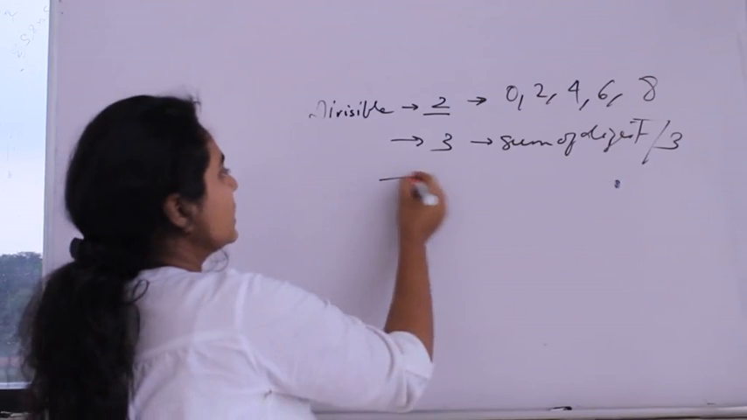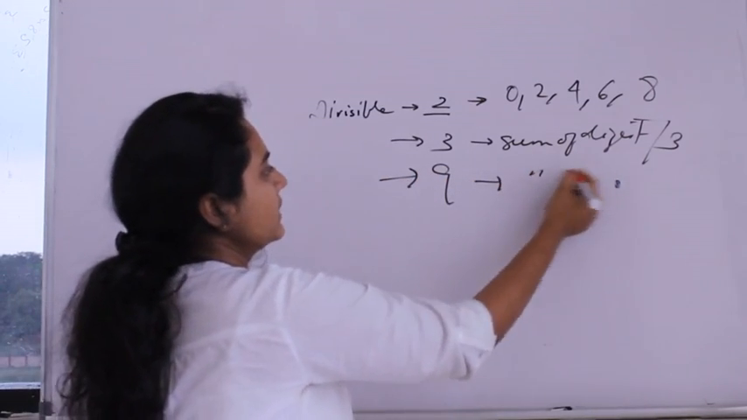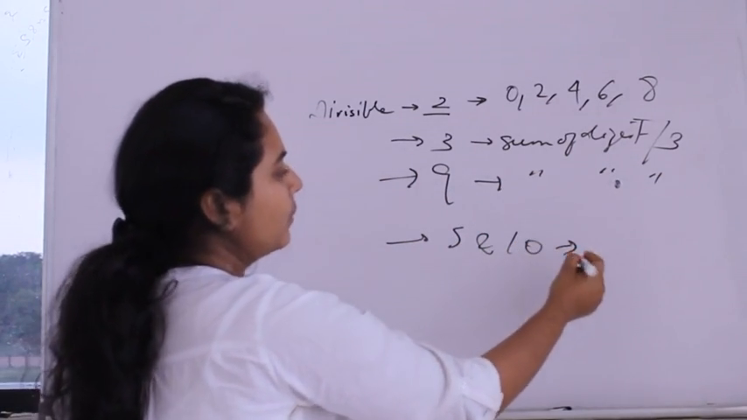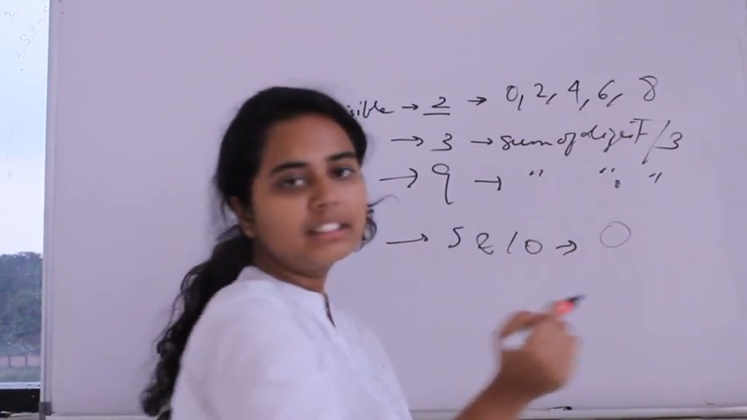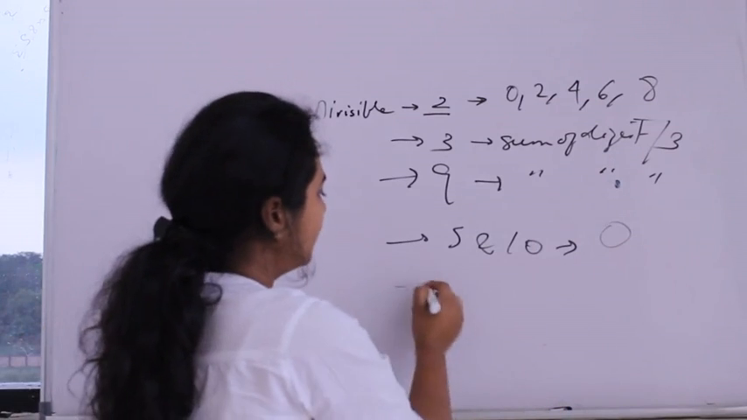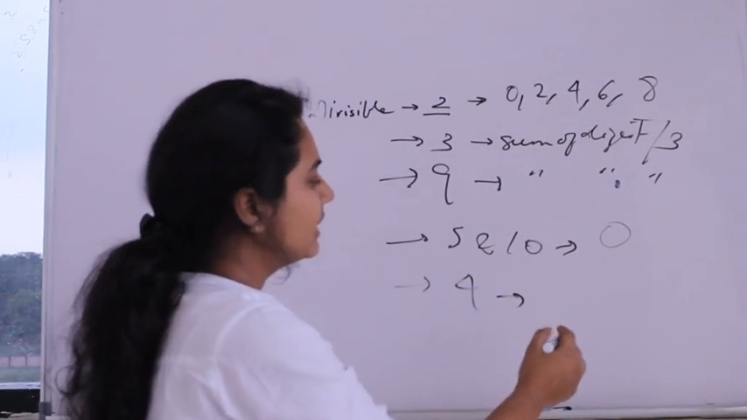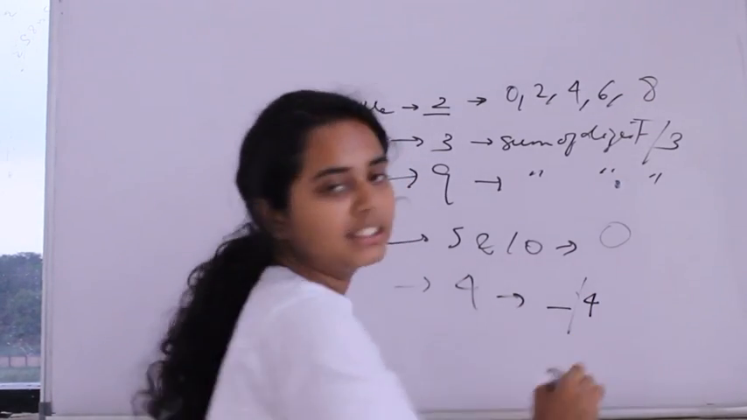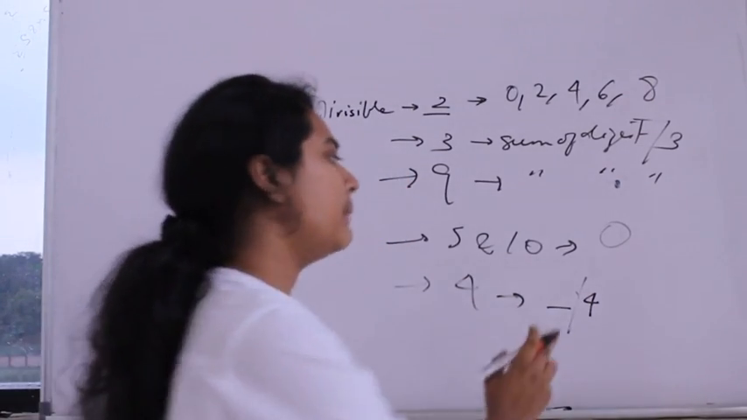Now coming to the next, that is 9, the same rule applies. Coming to 5 and 10, it's whether the unit place has 0. Coming to 4, the unit place should be divisible by 4 itself. The sum of the number digits should be divisible by 4.